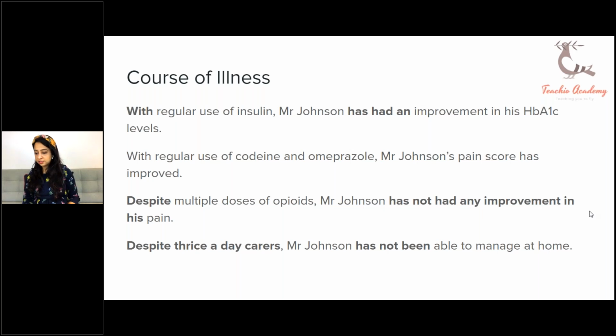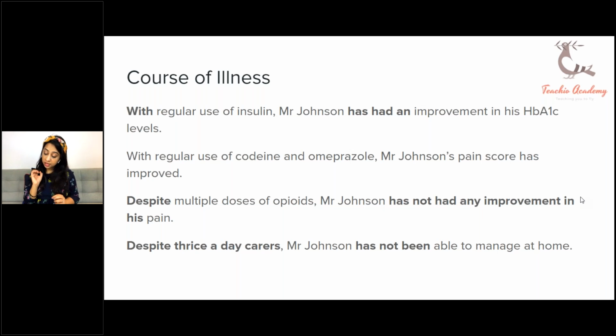So Dr. Usman has asked, we have to start with medications he responded to and then the things he didn't respond to. Usman, it doesn't really matter. Yash has asked, with regular use of insulin, Mr. Johnson, Yash, J has to be capital. Mr. Johnson's HbA1c levels have shown an improvement because the levels are plural. That's why it's not has, it's have. Guys, these are very subtle points and what everyone makes a mistake in.